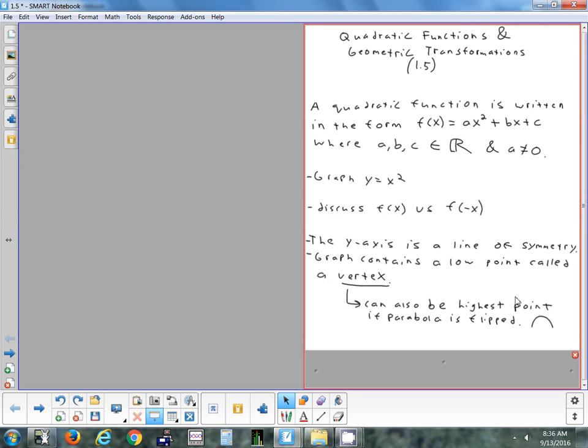Parabolas contain a low point, but it could also be a high point, depending on if you flip the graph, not over the y-axis, but over the x-axis. You could change your vertex from being a low point to being a high point if you flip it.